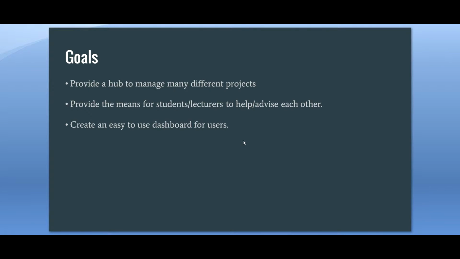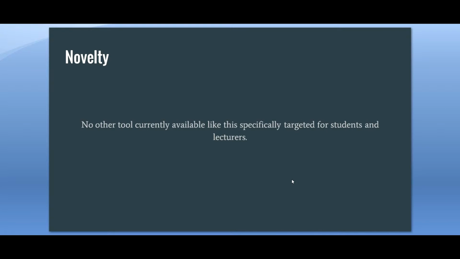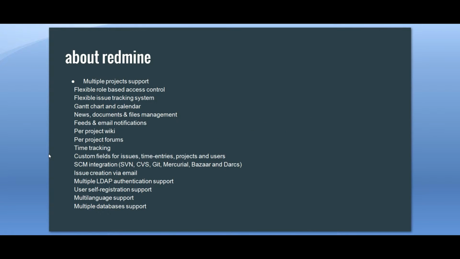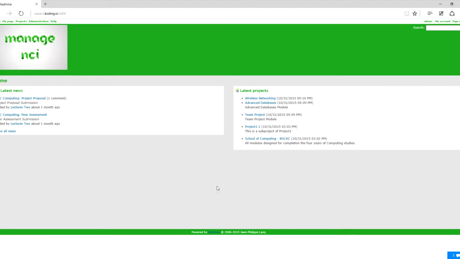The goals of this project were to provide a hub to manage many different projects, provide the means for students and lecturers to advise or help each other, and to create an easy to use dashboard for users. The novelty involved in this idea is, although there are project management tools, there are none specifically targeted at students or lecturers. Since we decided to code this project in Ruby, we chose Redmine as our project management framework. This gave us the tools to add the functionality to many things such as creating and tracking issues, account management, and time tracking, etc. This here is our web application.